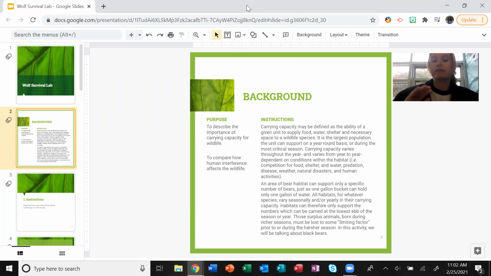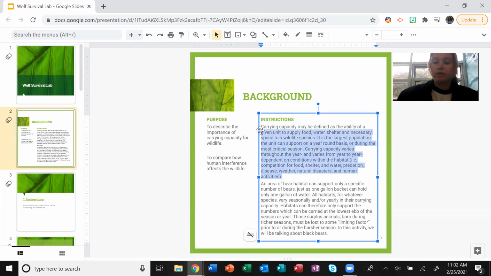So some background: carrying capacity may be defined as the ability of a given unit to supply food, water, shelter, and other necessary space to wildlife species. It is the largest population the unit can support on a year-round basis or during the most critical season. So this means that not just organisms, but species in one specific area are competing for food, shelter, water, predation, and they're also at risk of disease, weather issues, natural disasters, and even human activities. Those can all affect the wildlife in one area, including its carrying capacity.